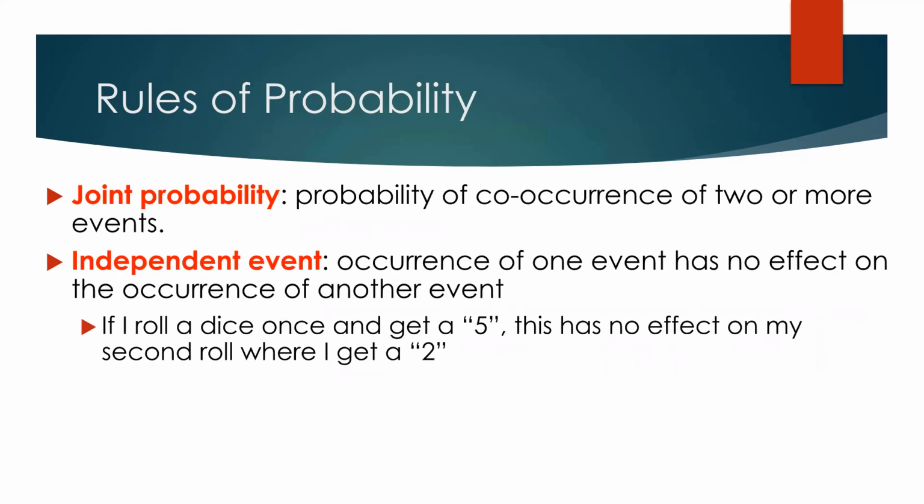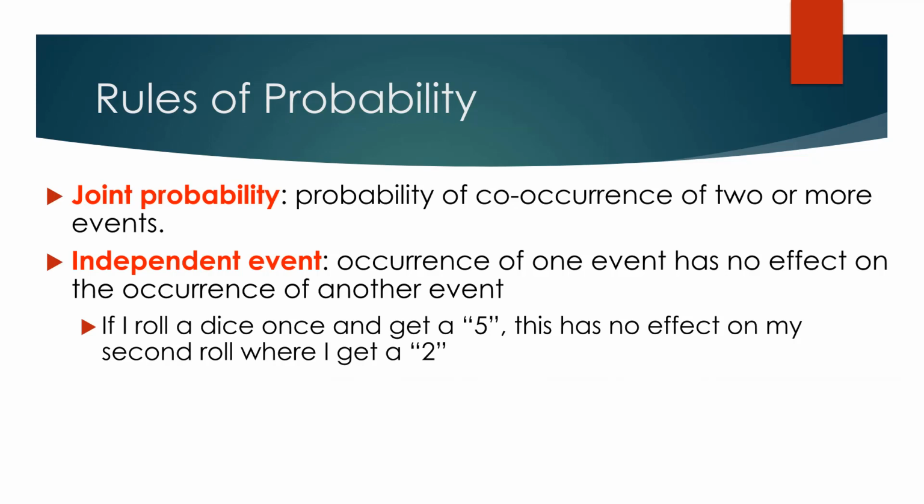Okay. Now, one thing to keep in mind with a joint probability, and this is an important rule that I'm going to bring up in a little bit, is something called an independent event. One of the assumptions with the joint probability is that when one event happens, it's assumed that it has no effect on the other event. So, for example, if I roll a die once, and I get a 5, this has no effect on my second roll where I get a 2. So what is the probability of me rolling one die and landing on a 5, and then rolling it again and getting a 2? Well, me rolling it and getting a 5 had no effect on me rolling it again and getting a 2, right?